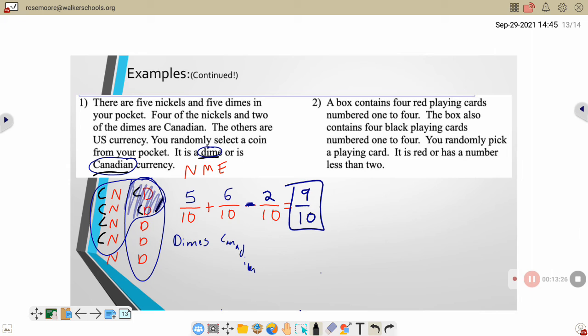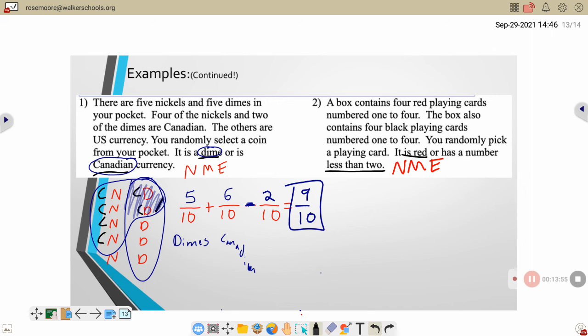Let's look at another. A box contains 4 red playing cards numbered 1 to 4. The box also contains 4 black playing cards, numbered 1 to 4. You randomly pick a playing card. It is red or has a number less than 2. So, can we do something where it's both? Can it be red and a number less than 2? Yes, so we're not mutually exclusive. Okay?